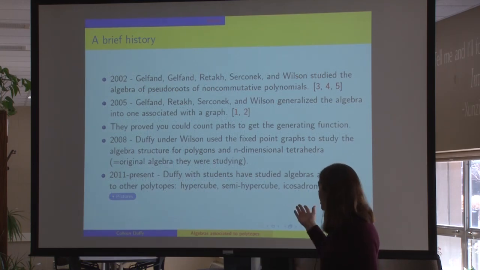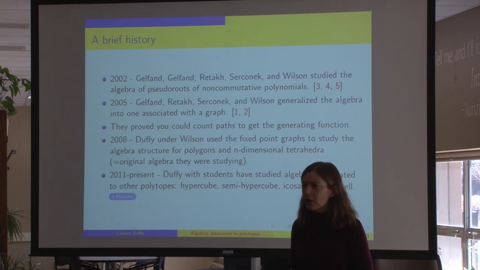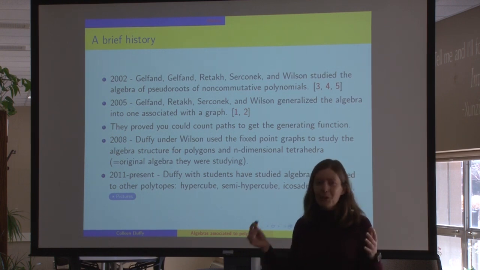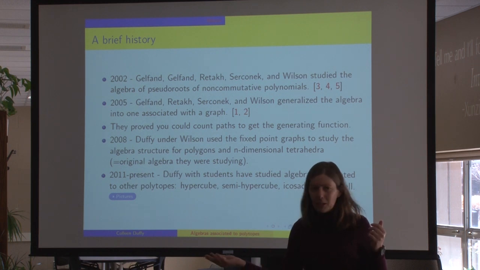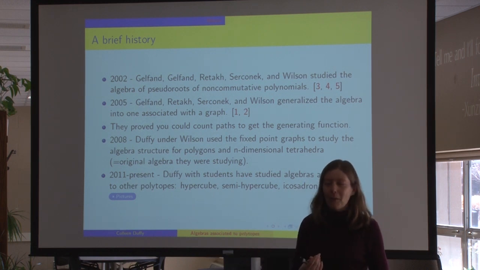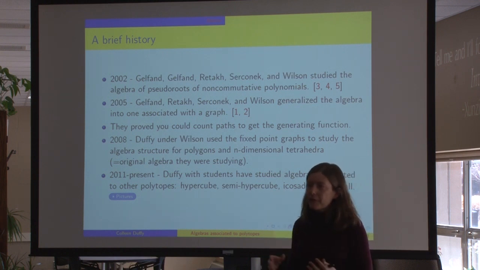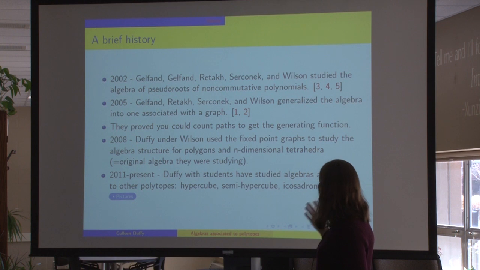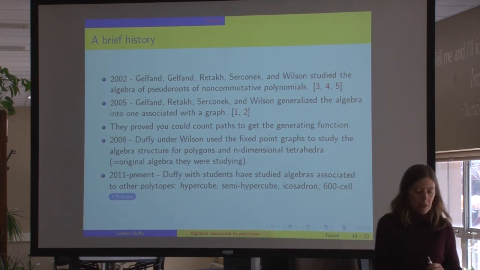And so the hypercube, that's just the 4-dimensional cube. The semi-hypercube, which was really annoying because it's made up of 2 different shapes. It's made up of hypercubes and pyramids. And so it made it a little bit more complicated. And then the icosahedron, which I showed on that first slide, that three-dimensional 20-sided die picture. And then currently the 600 cell, which is the four-dimensional shape that was on the other slide as well.